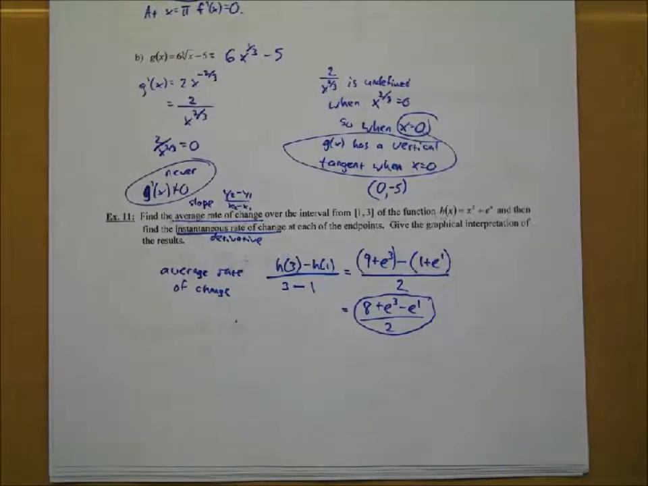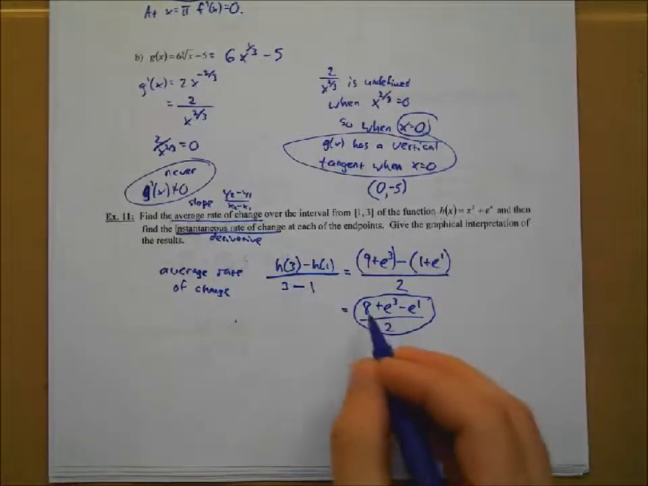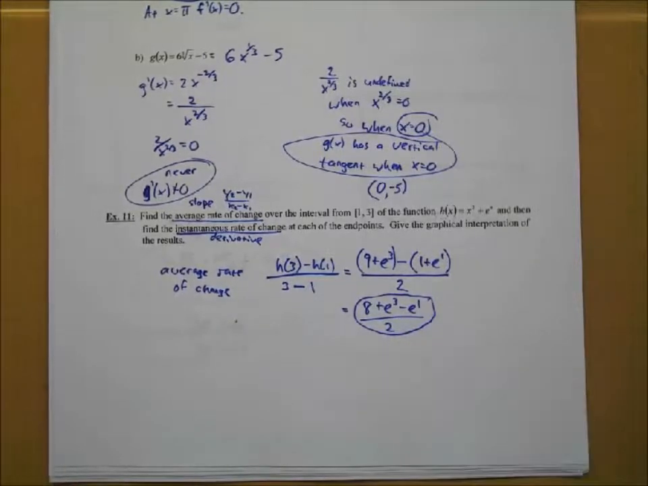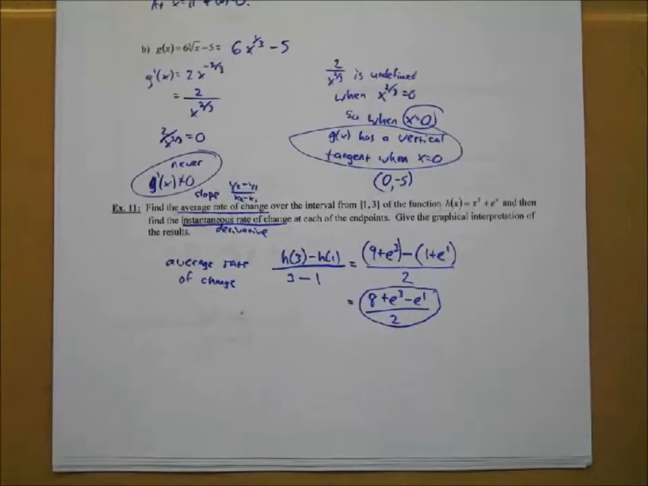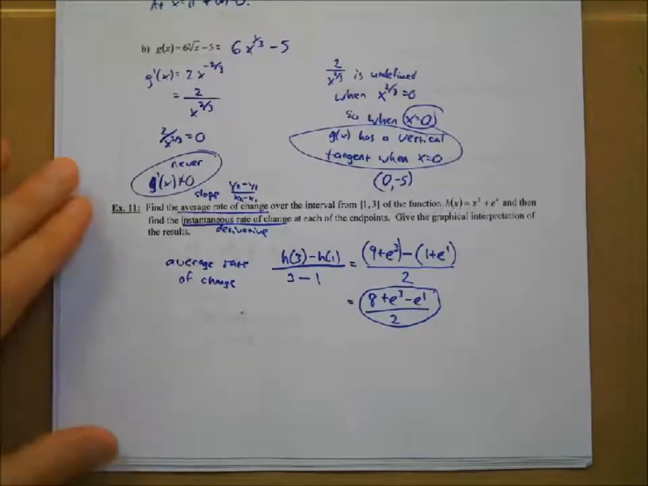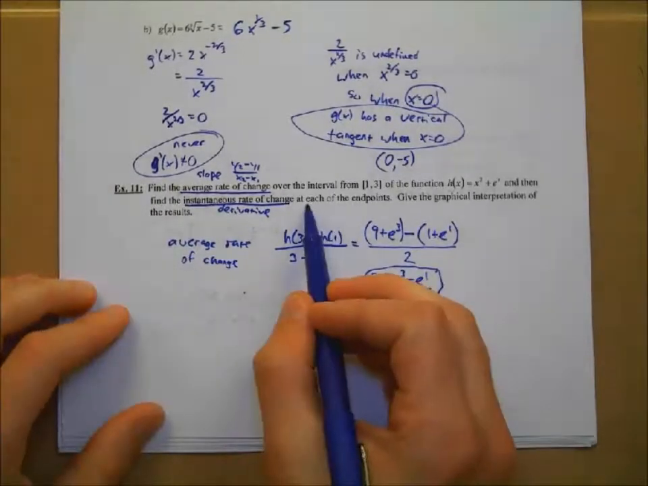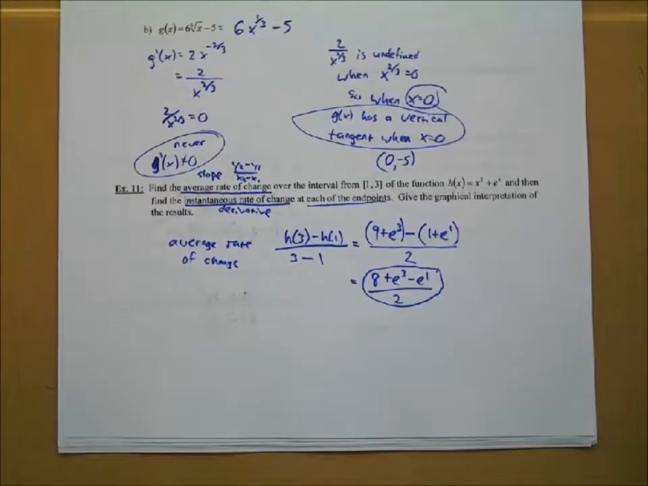I mean, you could divide everything by 2. You can make it 4 plus 1/2 e to the third minus 1/2 e to the 1 if you wanted to, but it's fine to leave it that way. Okay? You guys go ahead, find the instantaneous rate of change at the endpoints. Go ahead, take like a minute. Find the instantaneous rate of change at each of the endpoints.